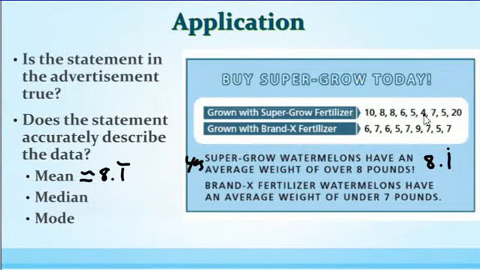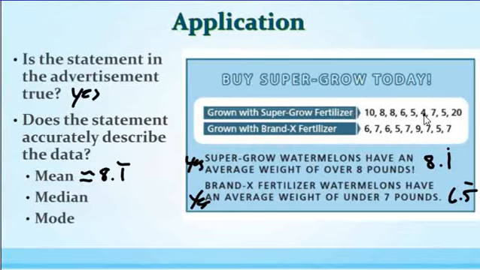The next one, Brand X, has under 7. So 6 plus 7 plus 6 plus 5 plus 7 plus 9 plus 7 plus 5 plus 7 gives us 59. Divided by 1, 2, 3, 4, 5, 6, 7, 8, 9. Divide that by 9. This has 6.5 repeating. So yes, it is under 7 pounds. So is the statement true? Yes, it's true. Does the statement accurately describe the data?